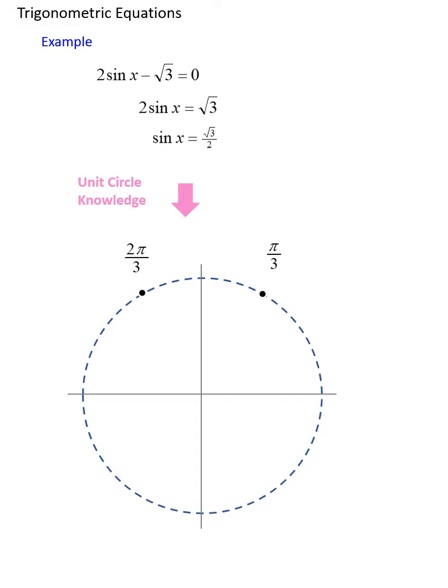Now there are infinitely many solutions to this problem, but if they're only asking us for the solutions from 0 to 2 pi, those are the only 2 points, or the only 2 arc lengths between 0 and 2 pi that terminate at a point whose y-coordinate is radical 3 over 2, and therefore those are the answer.